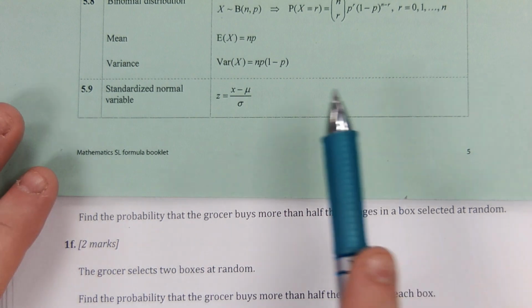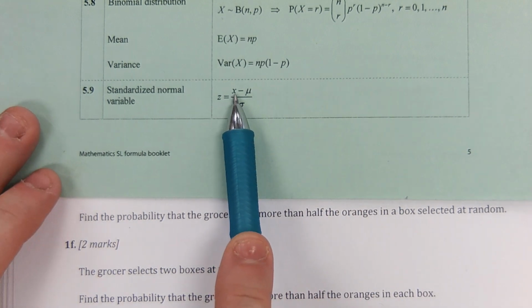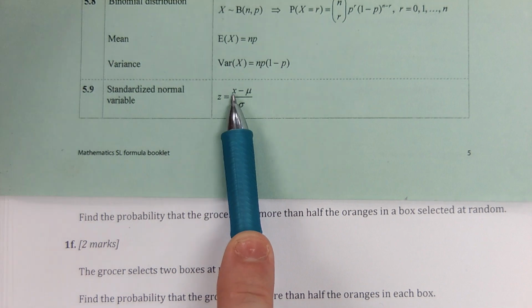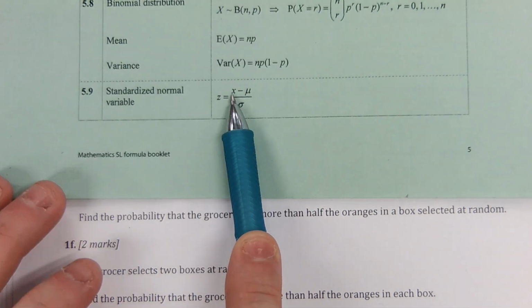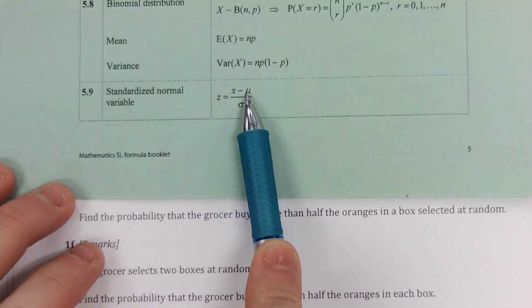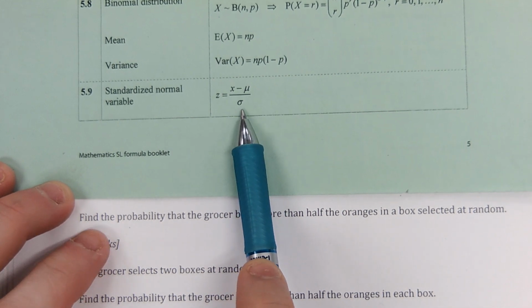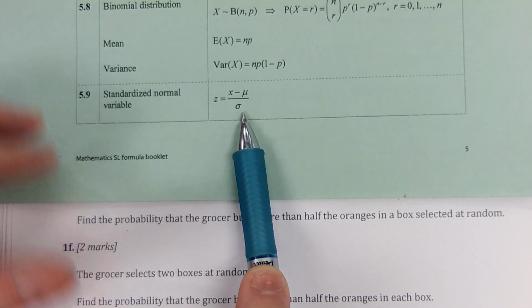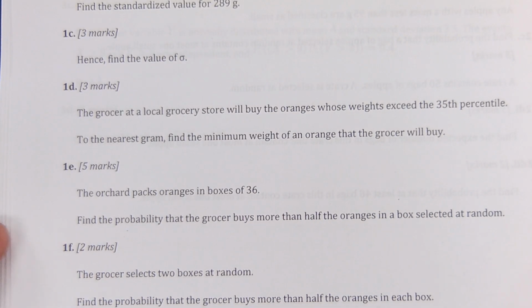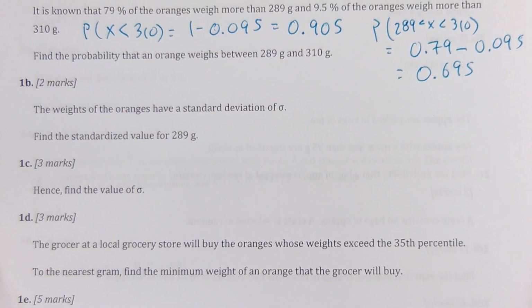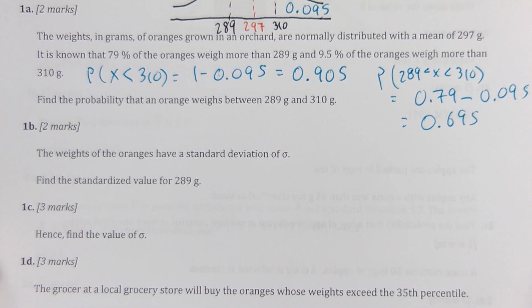Here's what we know. We know x, it's going to be, is it 289? Is that the one we're working with? 289. We know the mean, it's 297. We need the standard deviation. So how are we going to find standard deviation? Well, that's the next question.